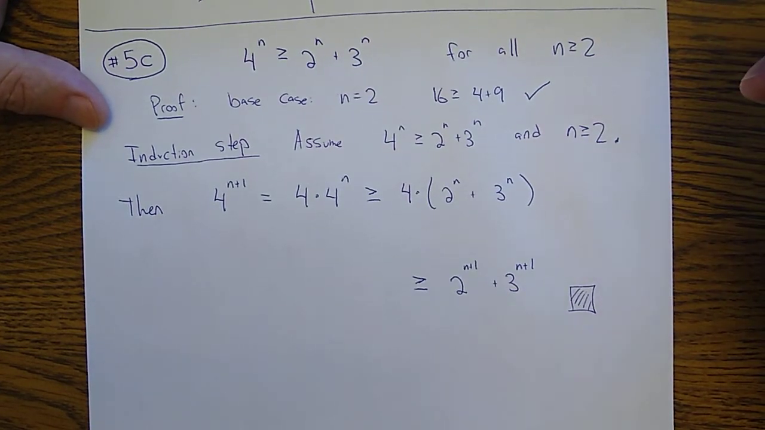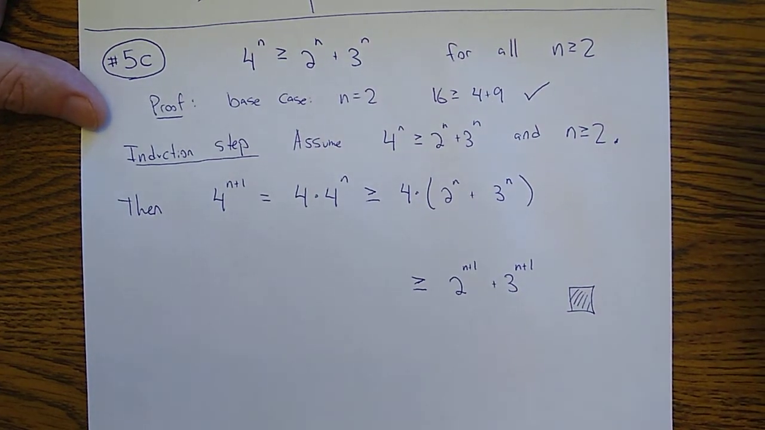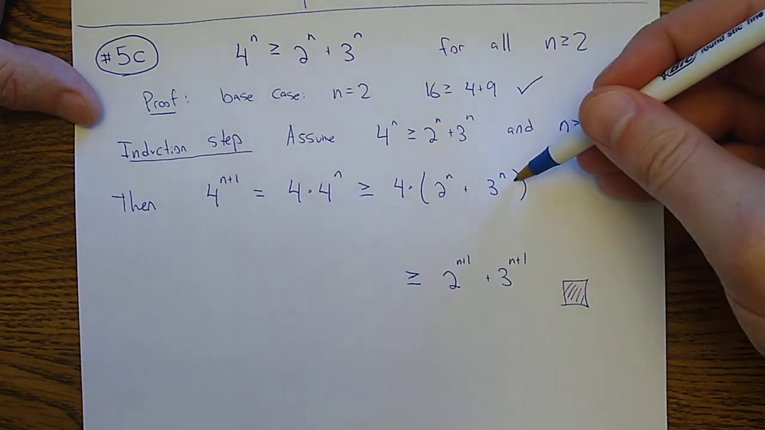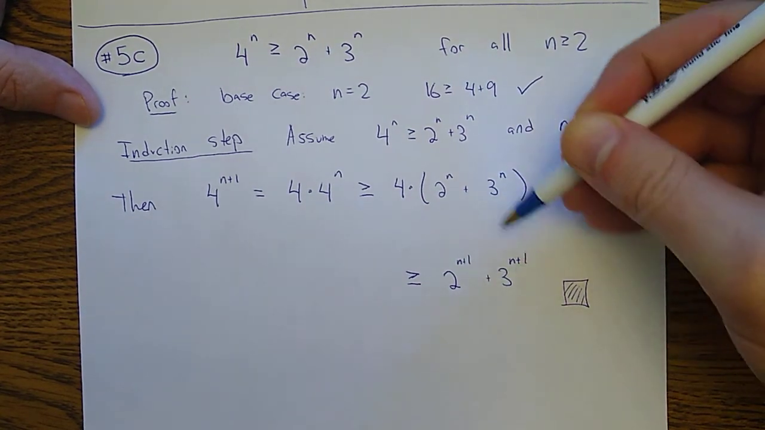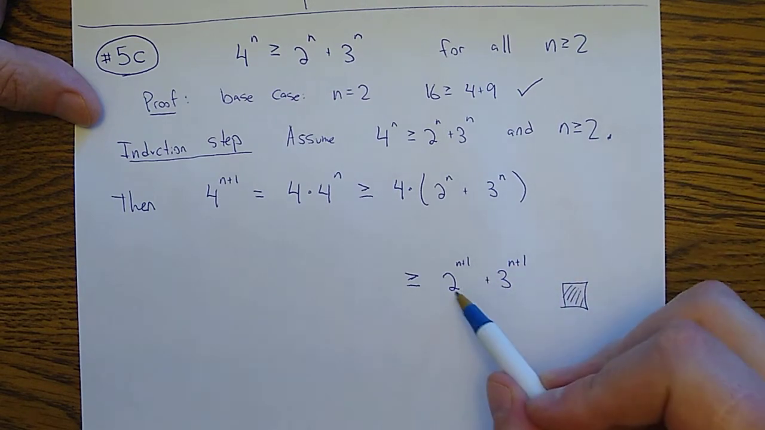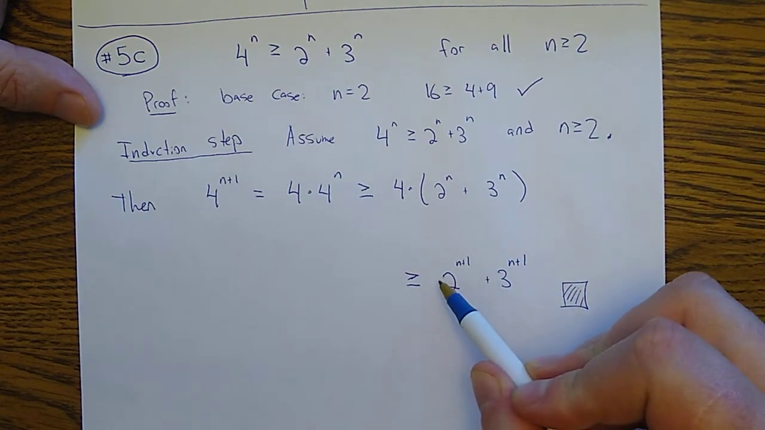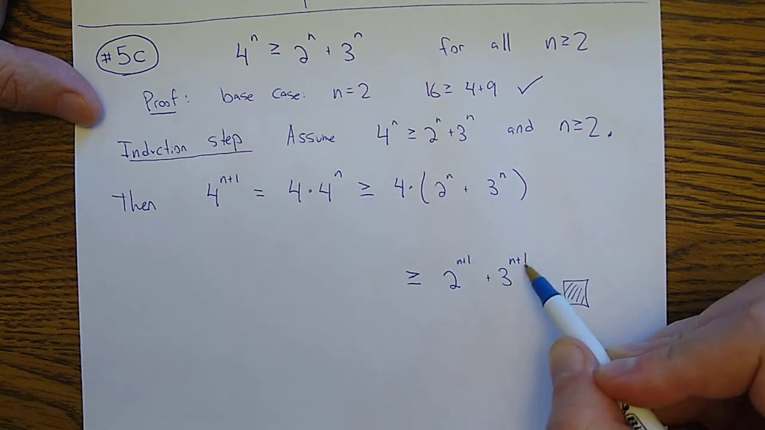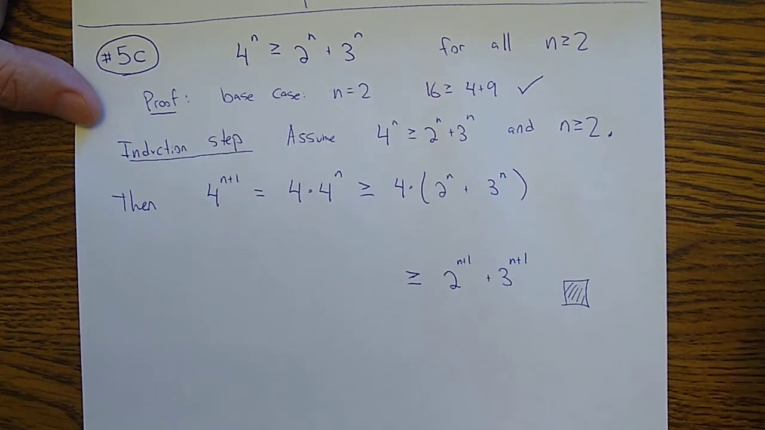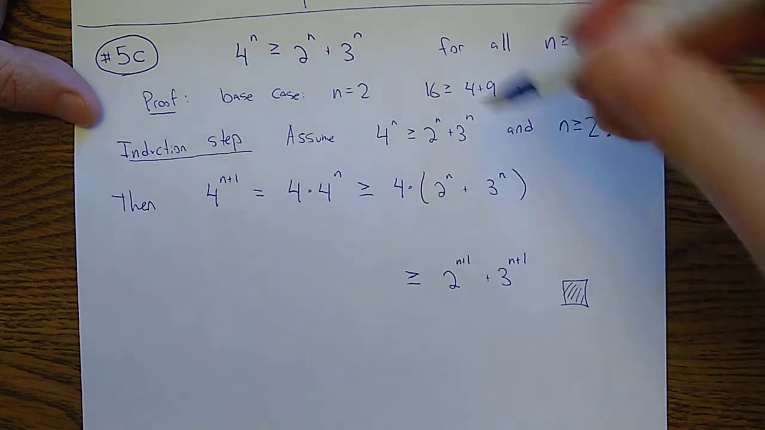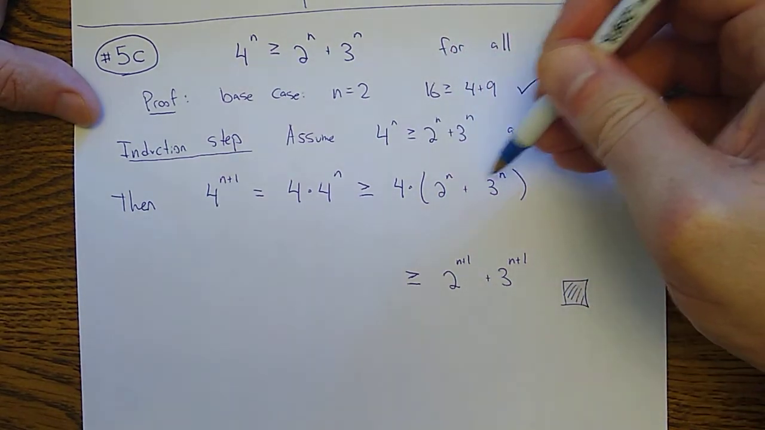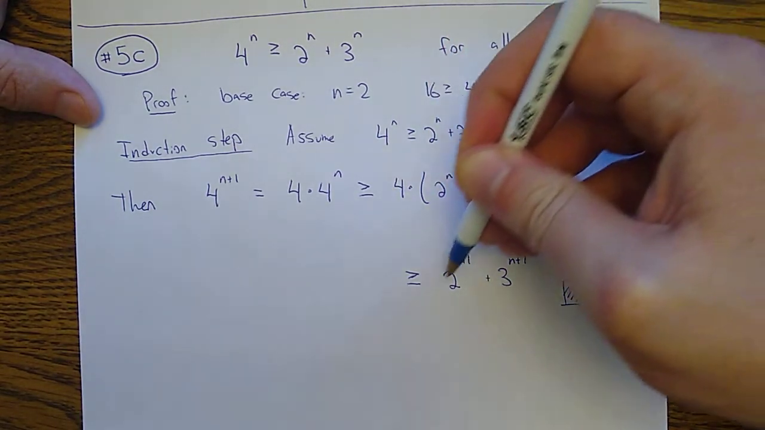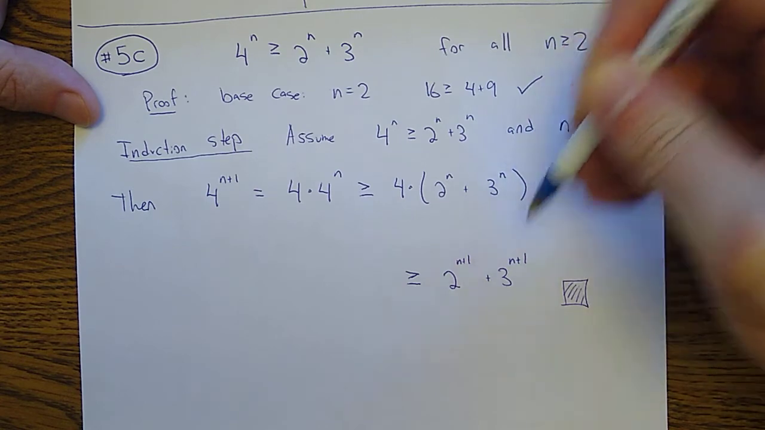And now, to get from here to here, of course, 2 to the n plus 1, that's just 2 times 2 to the n. And this is just 3 times 3 to the n. So actually, I think I can see it from here to here.